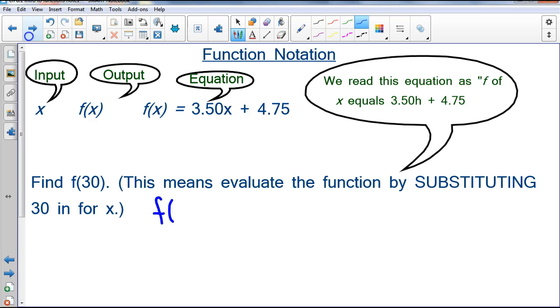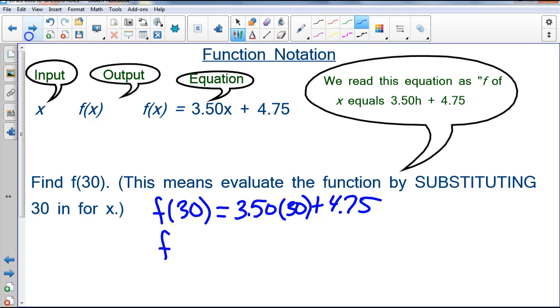So you start the function with f of 30 equals, and now we just substitute that value in, 3.50 times 30 plus your initial $4.75. So after you do that, working 30 hours will bring you $109.75 is your take-home money.